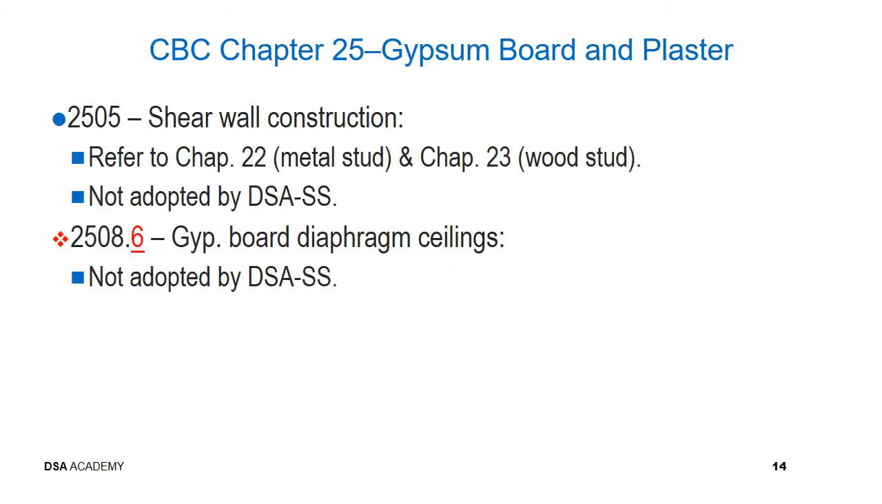The following two sections with gypsum board and plaster are not adopted by DSA structural safety. Section 2505, shear wall construction. Section 2508.6, gypsum board diaphragm ceilings.